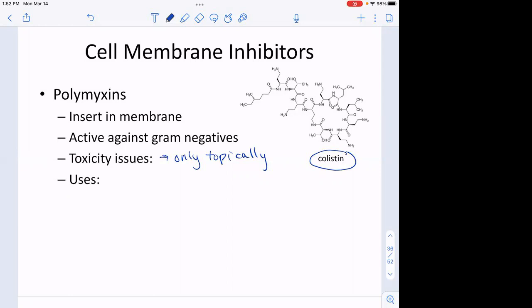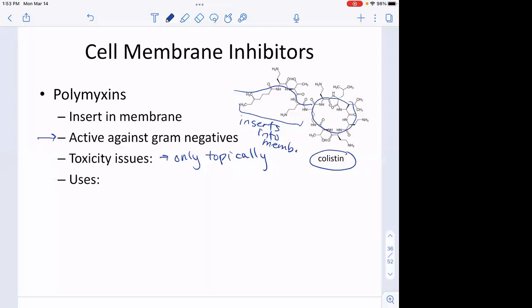And if you look at the structure here, you can kind of make out the ring and the tail. That might remind you of a soap or detergent. And we talked about how those work. They insert into membranes. This hydrophobic tail inserts into membranes. So kind of the same idea there. Particularly useful against gram negatives. Remember, they have that outer membrane, but that tail will insert all the way into the plasma membrane as well.